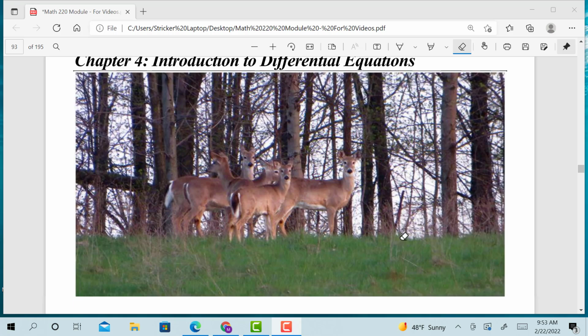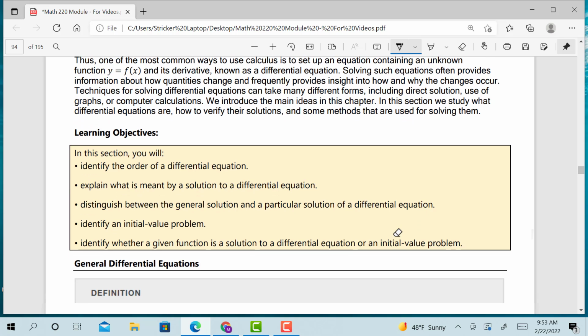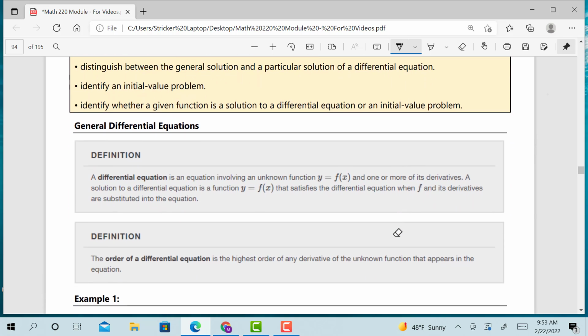So if we jump into section 4.1, that's what this video is going to cover. It basically just, as the title says, goes over the basics of differential equations. We're going to be talking about definitions. We're going to talk about solutions of differential equations and being able to identify whether or not an equation is a solution. And so let's go ahead and jump in by starting to look at a couple definitions.